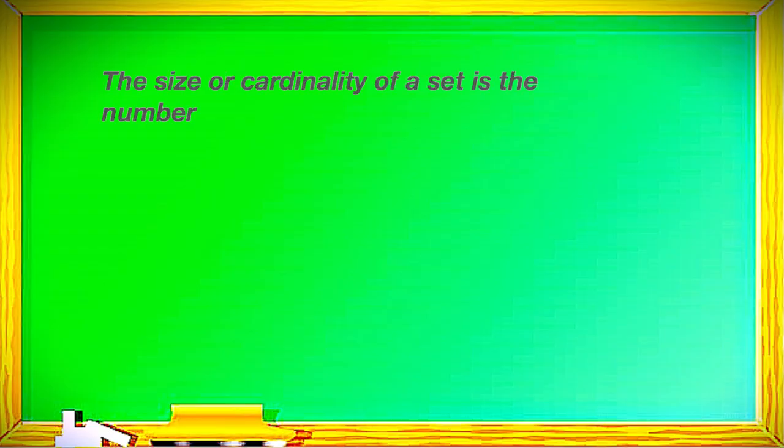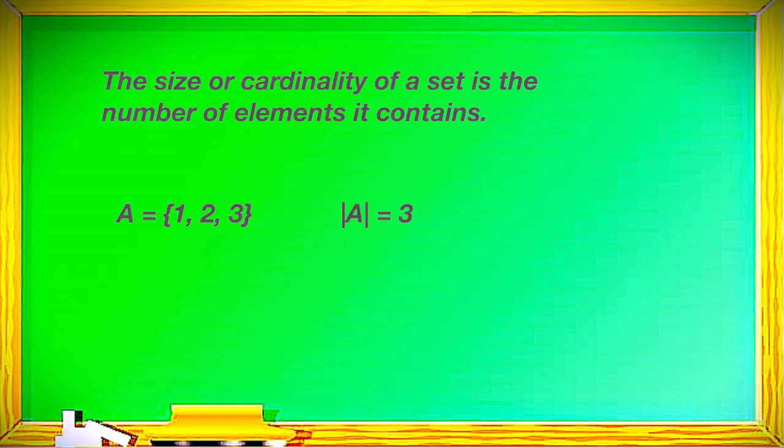The size, or cardinality, of a set is the number of elements it contains. So if A contains 1, 2, and 3, then the cardinality of A is 3, and we denote the cardinality of a set with 2 vertical lines. If a set has an infinite number of elements, like the set of prime numbers for example, then it's perfectly fine to write the infinity symbol as the cardinality of the set.